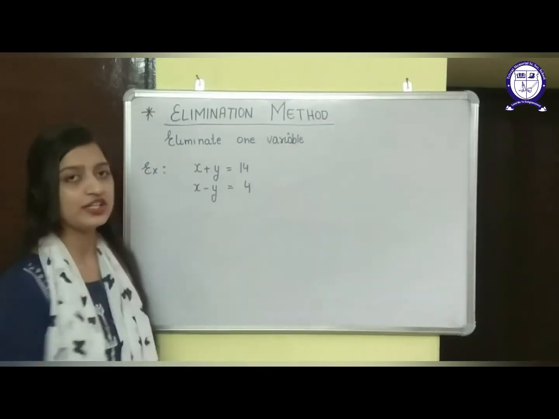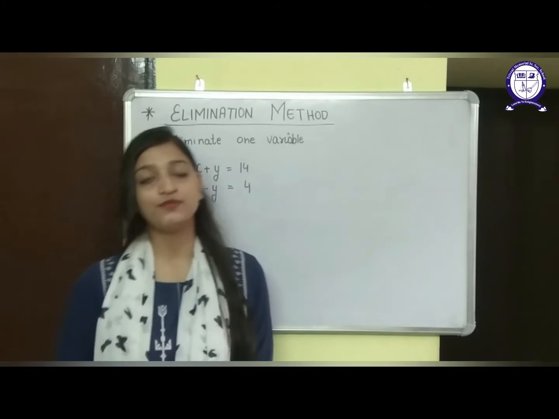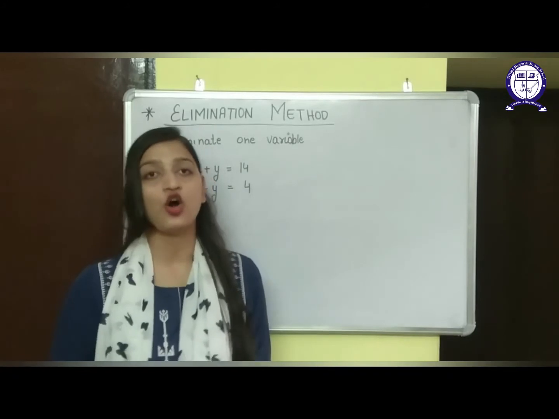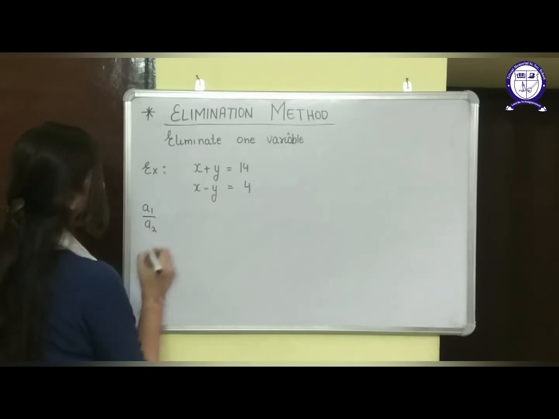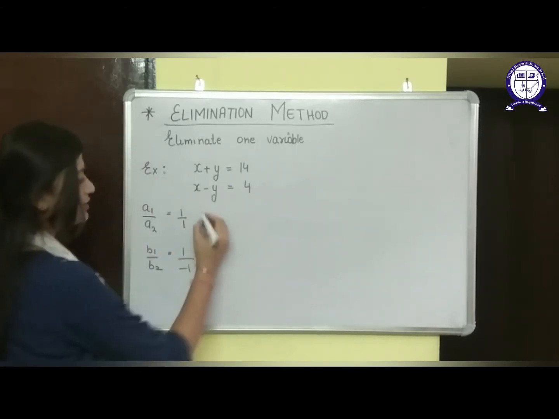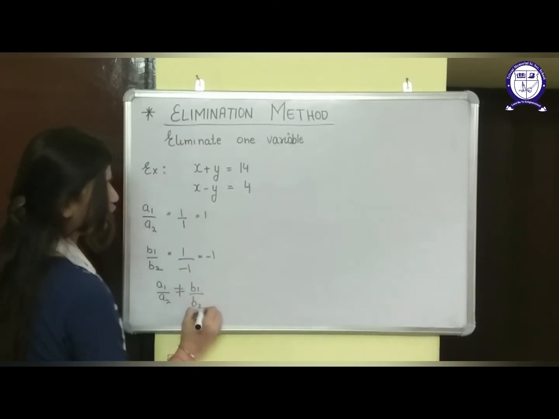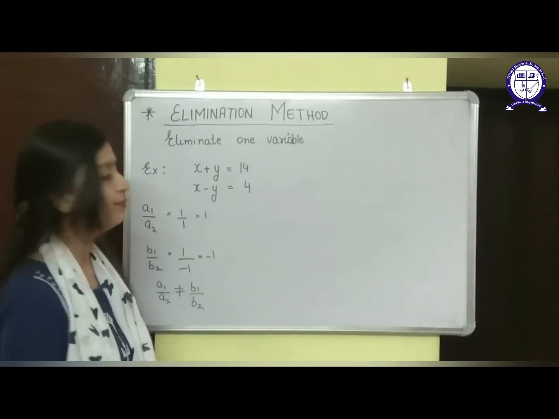Now, these are two equations given to us and we need to solve them. The first step is the same. We need to check whether the solution for this equation is unique or not. So first of all, I will find a1 upon a2 and b1 upon b2. a1 upon a2 is 1 upon 1 and b1 upon b2 is 1 upon minus 1. Since this is 1 and this is minus 1, a1 upon a2 is not equal to b1 upon b2. So it means that the solution is unique. So I can apply this method.